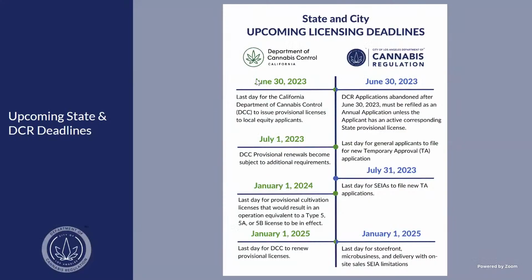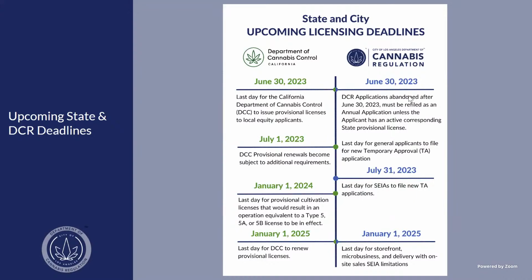Important deadlines, again: the Department of Cannabis Control can continue to issue provisional licenses to local equity applicants through June 30th of 2023. Anybody that doesn't get their provisional license by June 2023 is automatically going to be routed into their annual application process. Of course, in order to meet their annual application requirements, you're going to have to complete the local annual licensing process.